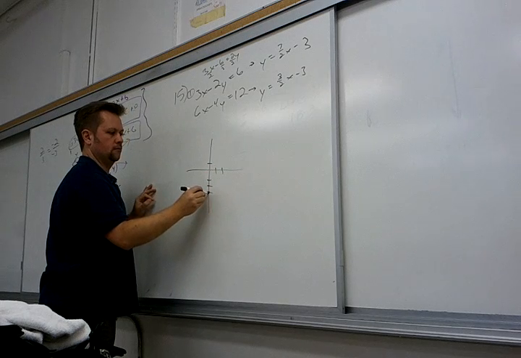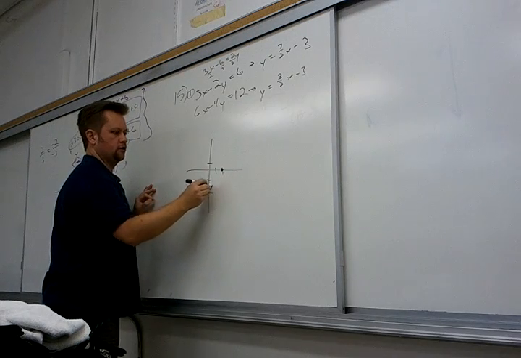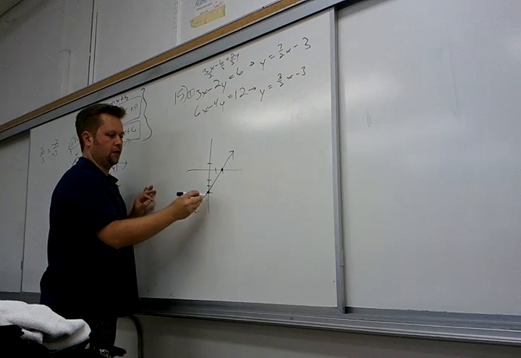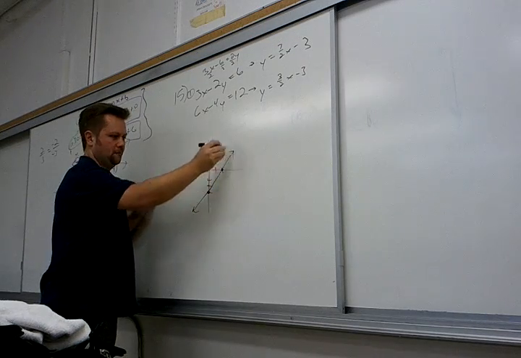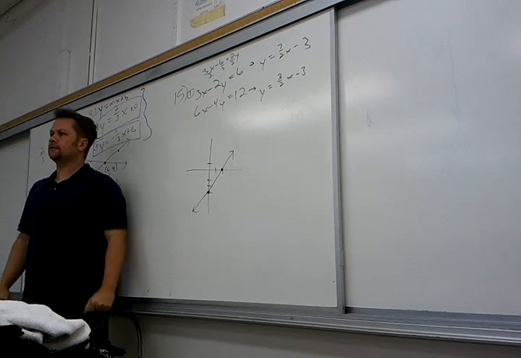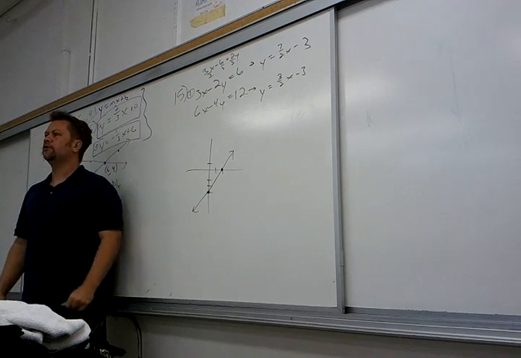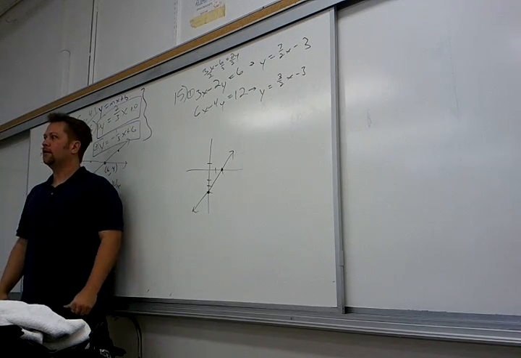3 over 2. So there's one line. Now graph the other line. Okay. Bam, bam, bam. Where do they meet? All real numbers.